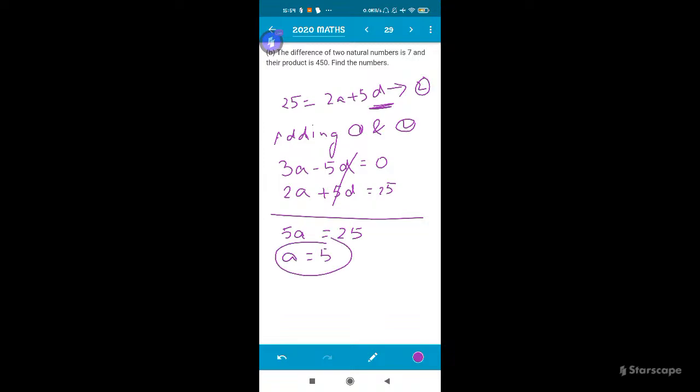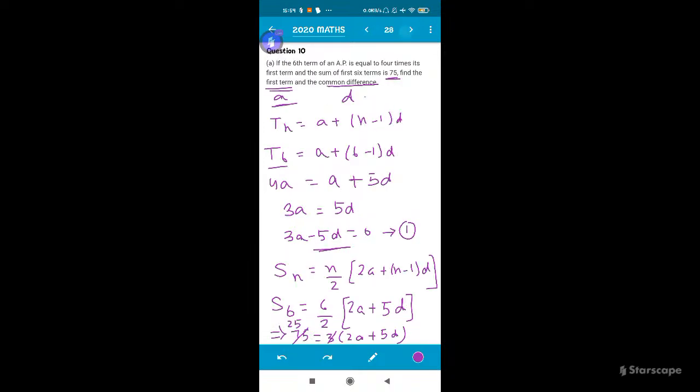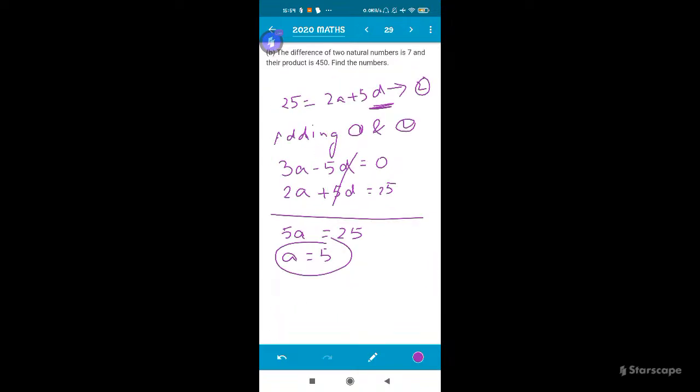Now, putting this value of a in equation 1 or 2, we can easily find out the value of d. I am going to put it in equation 1. You can put it in equation 2 also. So the first equation is 3a minus 5d equals 0. That means 3 into 5 is 15, so 15 minus 5d is equal to 0. If you solve it, you will get the value of d as 3. So the first term is 5 and the common difference is 3. This is what they had asked.